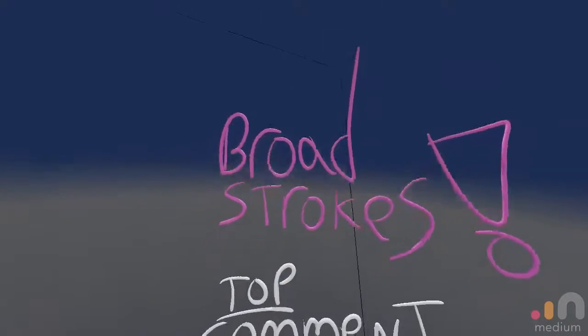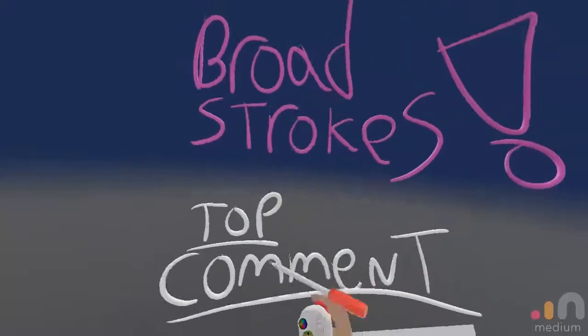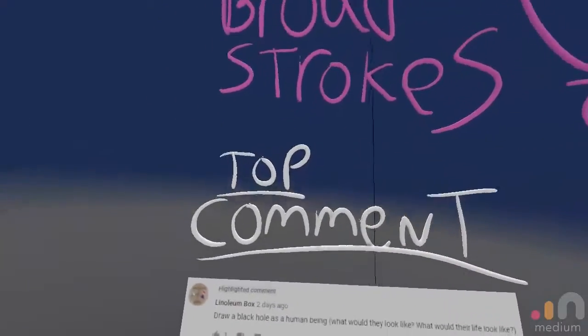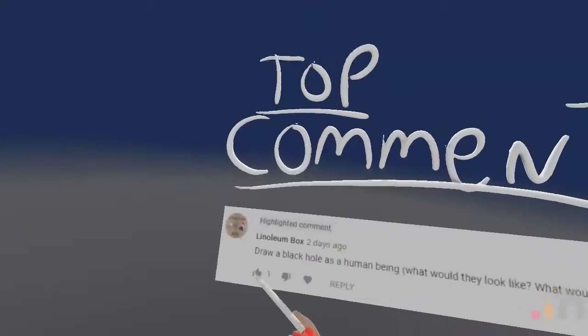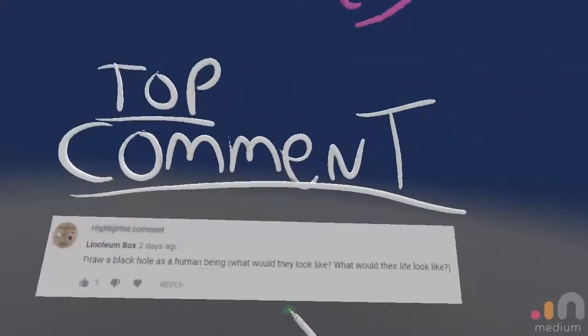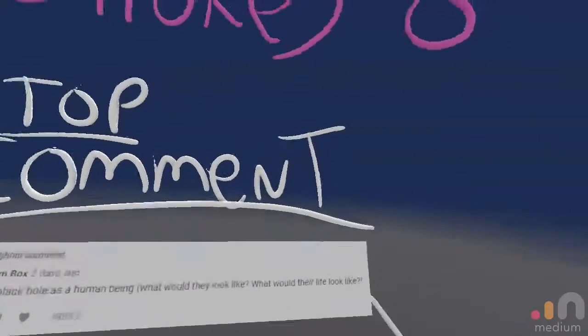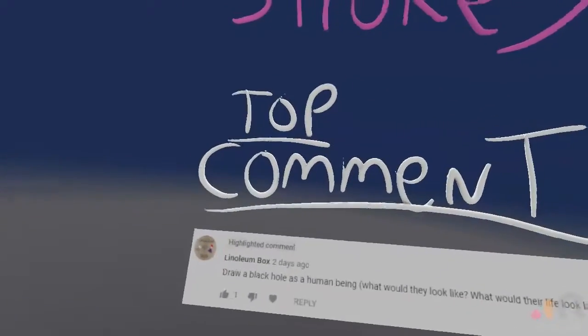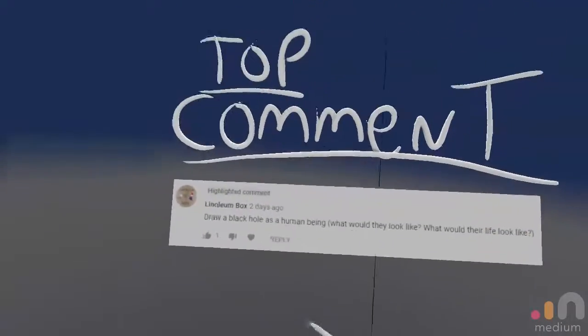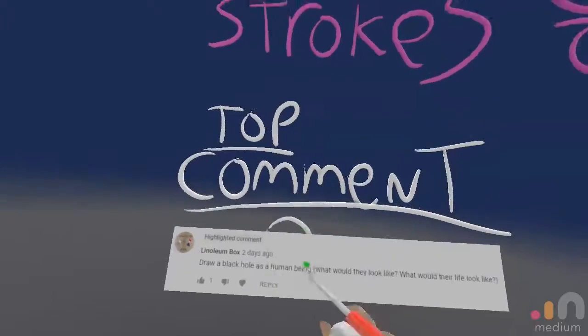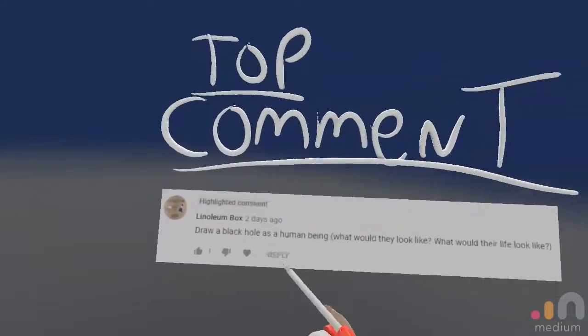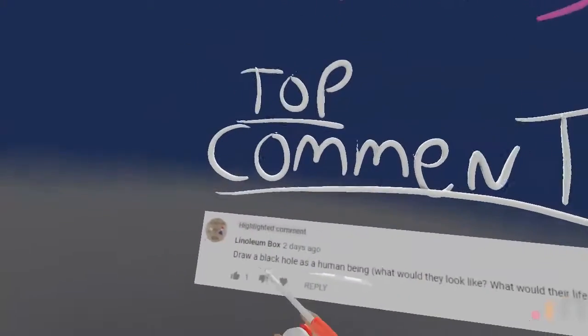And what we render are top comments that you folks leave. So, last week's top comment says, draw a black hole as a human being. What would they look like? What would their life look like? So, in order to draw this, we have to break down two unbelievably important factors. The first one being a human being and a black hole.